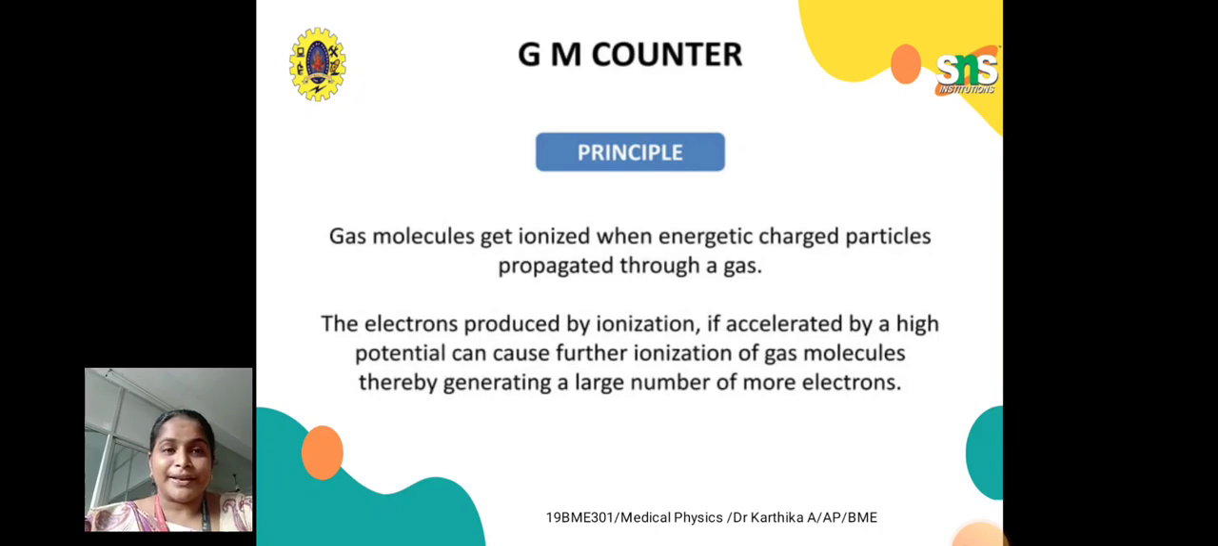Here we have the Geiger-Muller counter, GM counter. The principle is that gas molecules get ionized when energetic charged particles propagate through a gas. The electrons produced by ionization, if accelerated by a high potential, can cause further ionization of gas molecules, thereby generating a large number of more electrons.